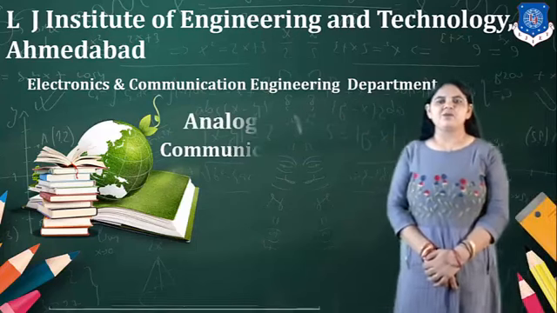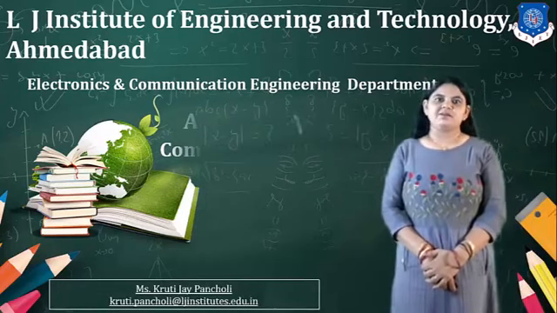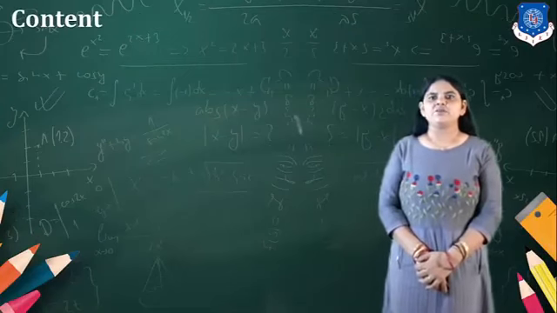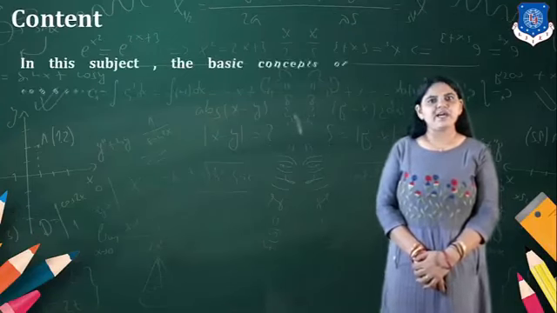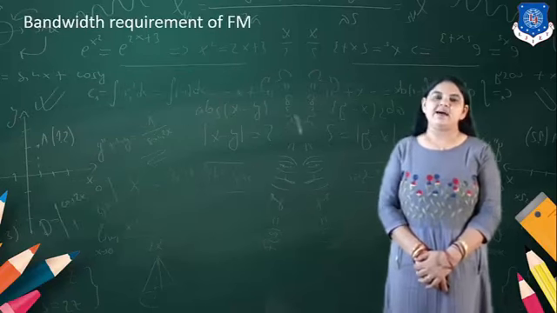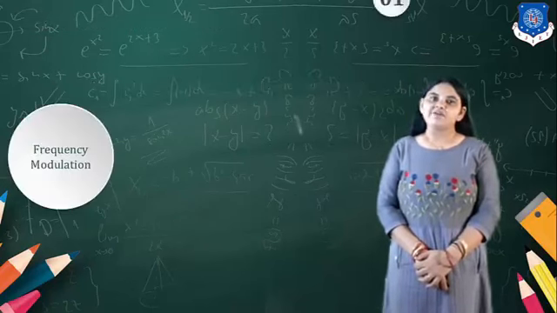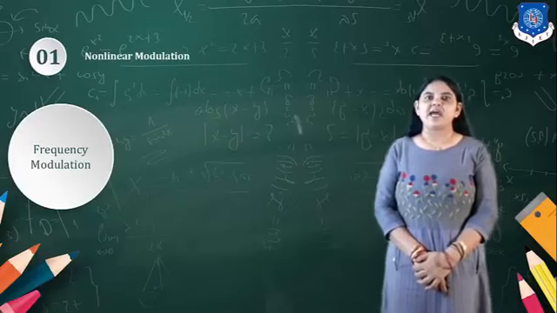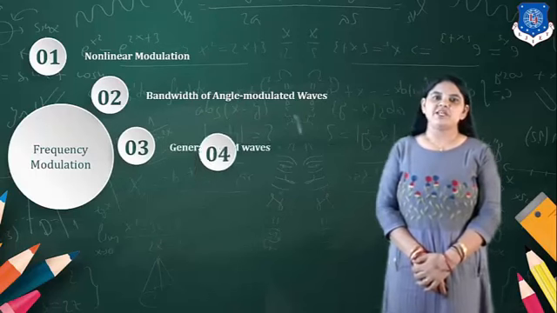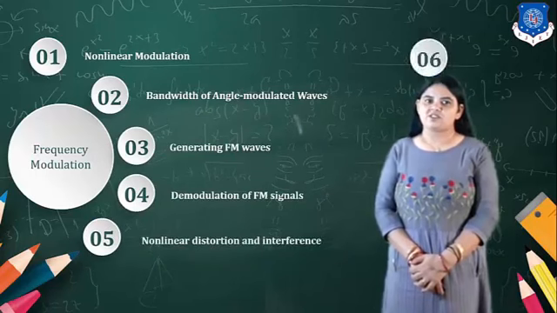So, in this video, we will learn about frequency modulation. As we discussed in the last video, angle modulation is classified into two categories, and those two categories are frequency modulation and phase modulation. We have derived the equation for the FM wave. We have also found the modulation index, deviation ratio and the deviation constant.